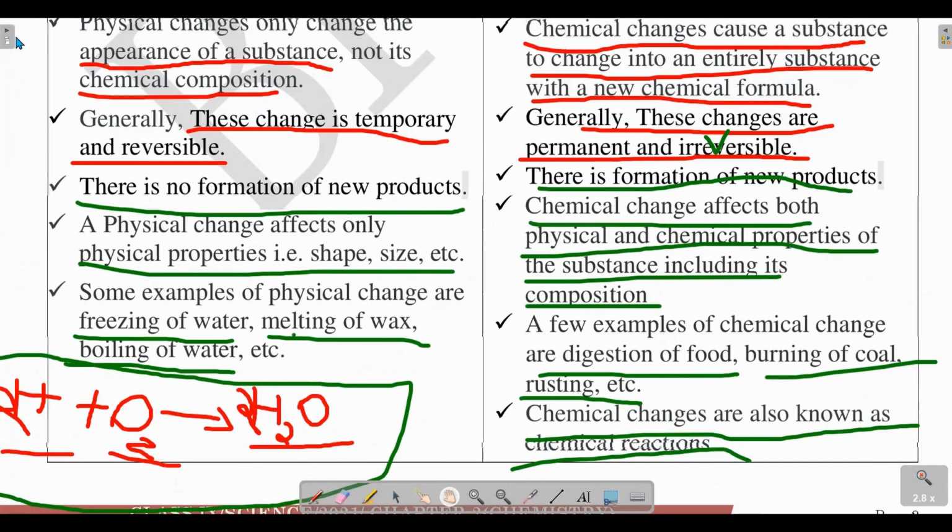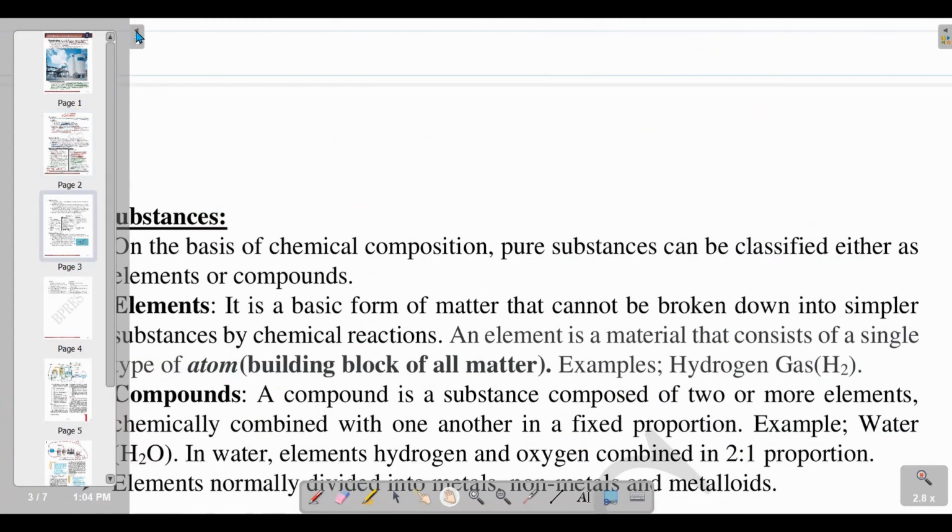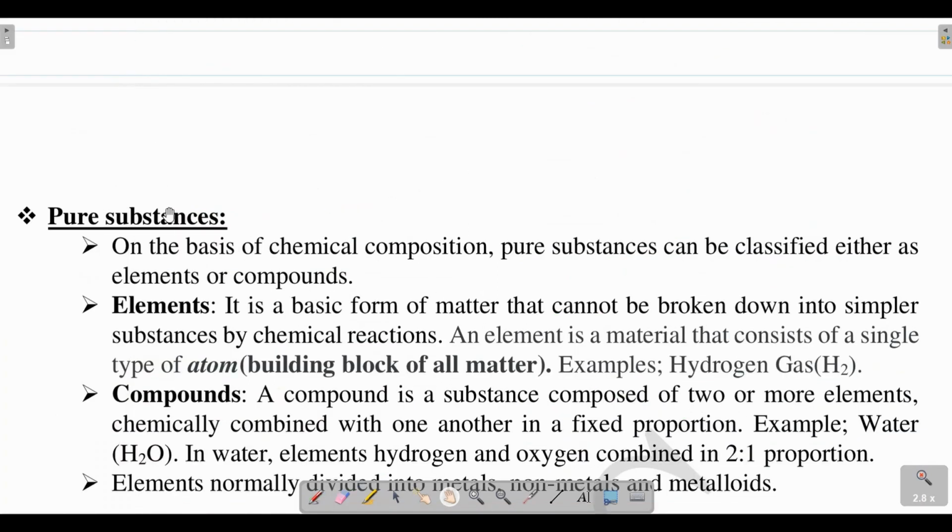Okay. And now come to the next topic, that is pure substance. Till now we have discussed only the impure substances. We know that impure substances are a different category. While in case of pure substance, there are only two kinds. On the basis of their composition, pure substances can be classified into two categories.